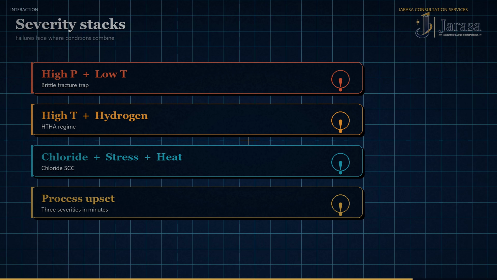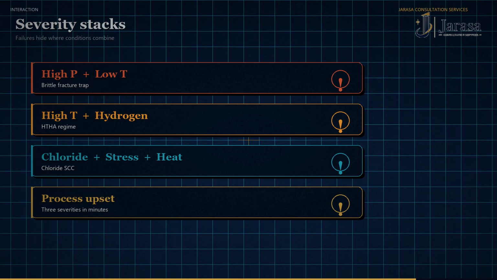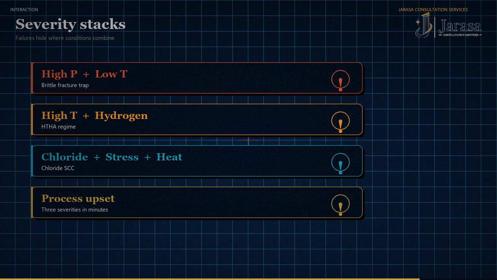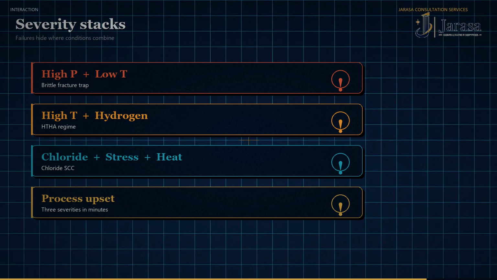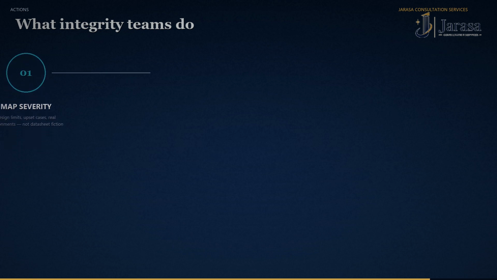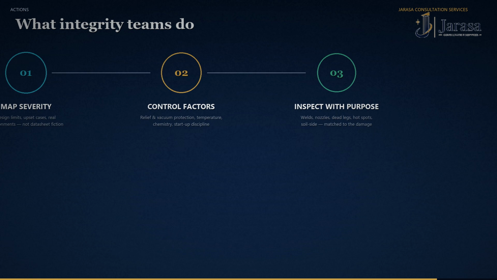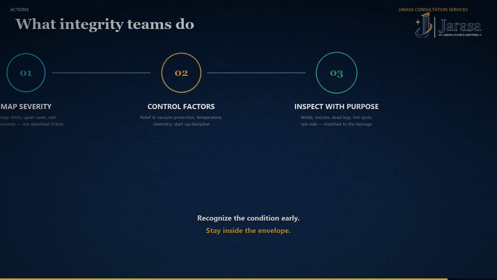First, know the credible severe conditions for every critical component: design limits, upset scenarios, and the environments that actually occur, not just the ones on the datasheet. Second, control the factors you can: relief and vacuum protection, temperature excursions, chemistry envelopes, and startup shutdown discipline. Third, inspect where severity concentrates: welds, nozzles, dead legs, hotspots, soil-side tank bottoms, with methods matched to the damage you expect. Recognize the condition early.